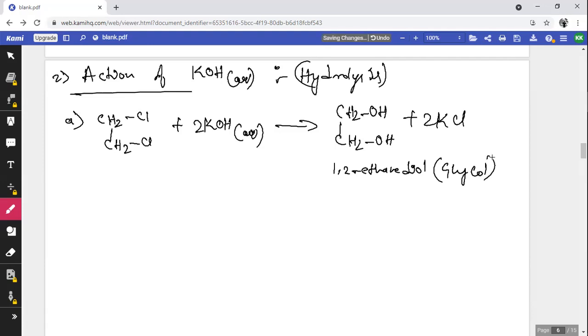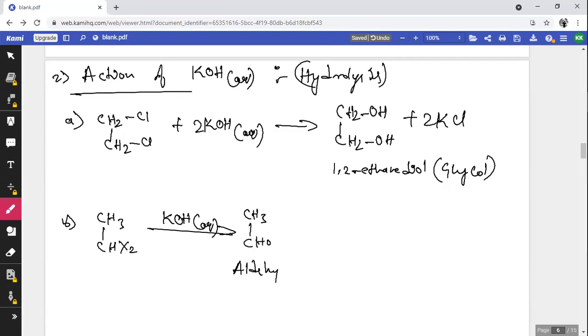And if you take gem dihalide, CH3CHX2, on treating with aqueous KOH, it gives rise to CH3CHO. First, it will give aldehyde, this ethanal here.